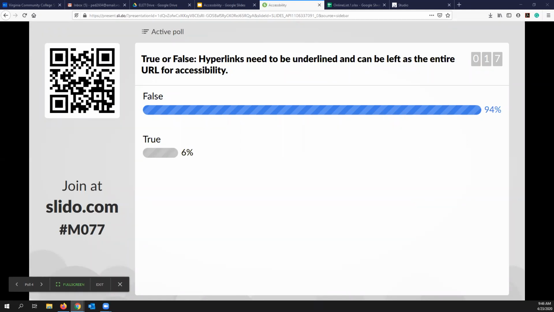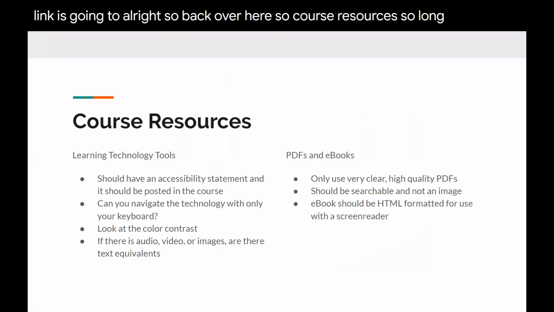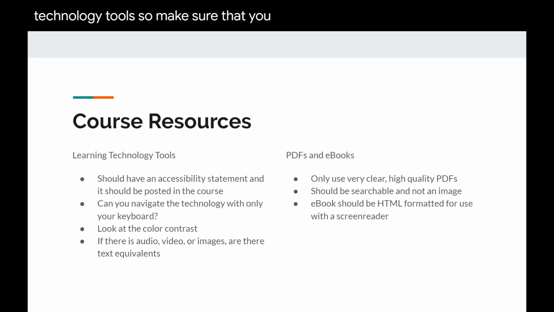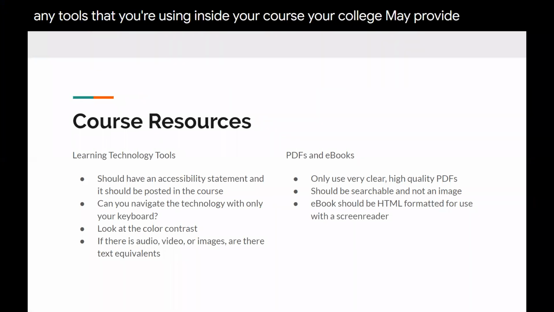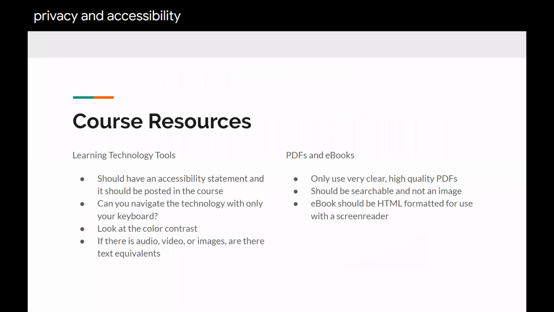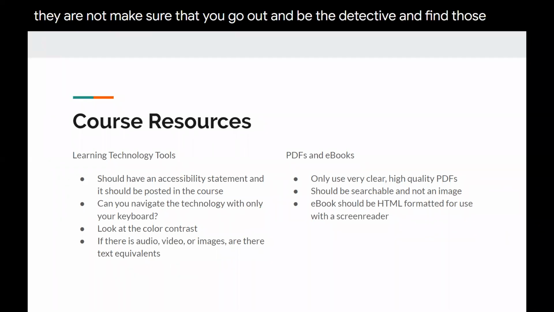All right, so back over here. So course resources, so learning technology tools. So make sure that you have an accessibility statement for any tools that you're using inside your course. Your college may provide for you a privacy and accessibility statement page that has links to publisher accessibility, Canvas's accessibility, all of those things may be provided for you. However, if they are not, make sure that you go out and be the detective and find those accessibility statements.